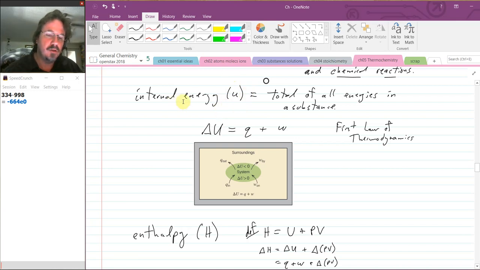All right, internal energy is just the total or the sum of all the energies that that substance has. It might have potential, it might have thermal, maybe it's got electrical, I don't know, but if you add them all up, that's the internal energy of that. For us, there's going to be two basic ways that a chemical reaction can have energy. Two different ways that we'll see it change, okay? And that is the heat and the work done by that reaction.